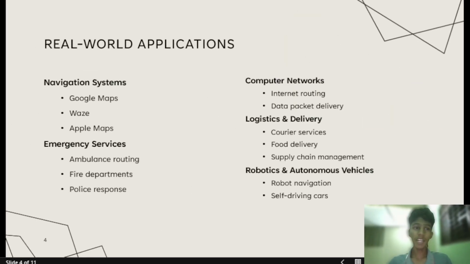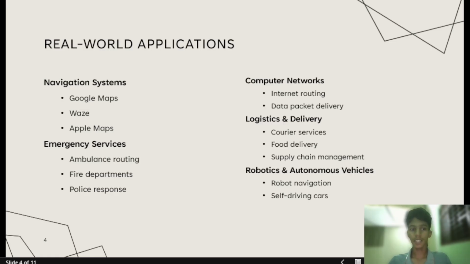It is used in many real life applications. One common example is navigation systems like Google Maps, Apple Maps, and Waze. These applications calculate the quickest route to your chosen destination. Emergency services also use these algorithms to help ambulances, police cars, and fire trucks reach hospitals or emergency locations as quickly as possible. In computer networks, routers use shortest path algorithms to send data packets efficiently across the internet.